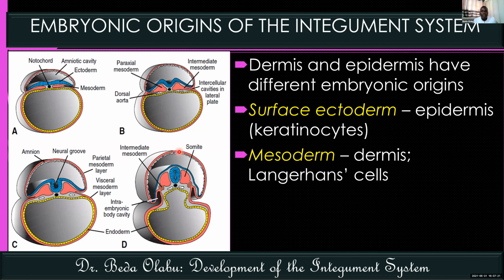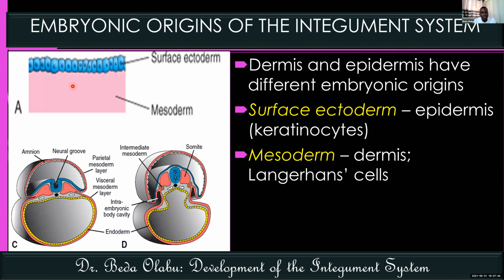The dermis of the skin comes from mesoderm. This mesoderm is this one here. It gives rise to the dermis of the skin. Well, mesoderm also gives you the Langerhans cells of the epidermis. Neural crest cells also have a role. Now look at this. Usually the surface ectoderm is on top, so that will give you the epidermis, and the mesoderm is usually beneath, that will give you the dermis.